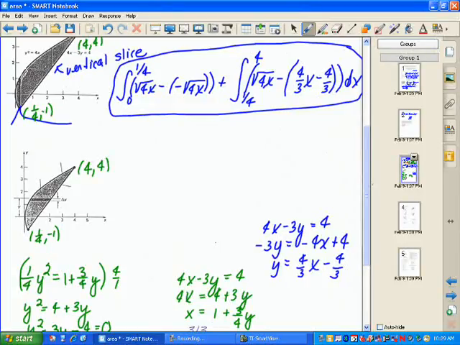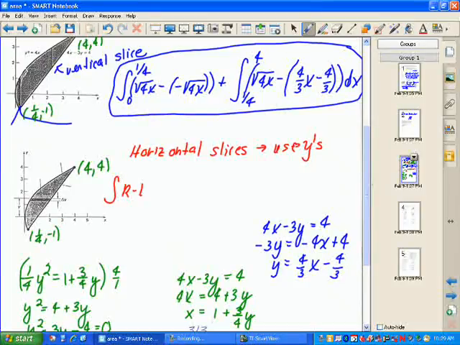There's another way to do this problem, though, to make it lots simpler. I will change color. The other way is to make a horizontal slice instead. This little guy here is a horizontal slice. If you're going to do horizontal slices, first of all, you're going to use y's. The other thing is, instead of top minus bottom, you're going to use right minus left.